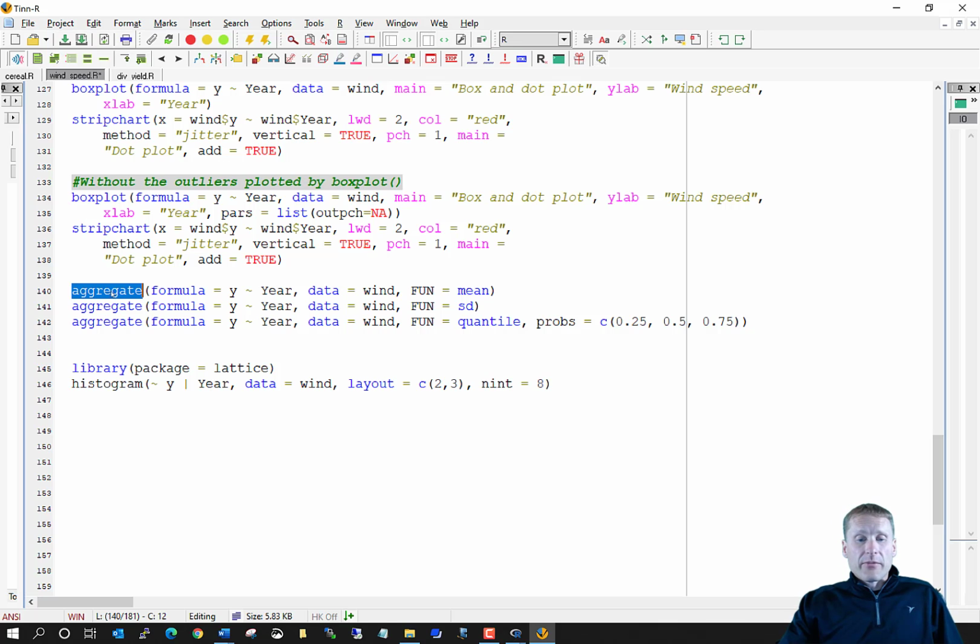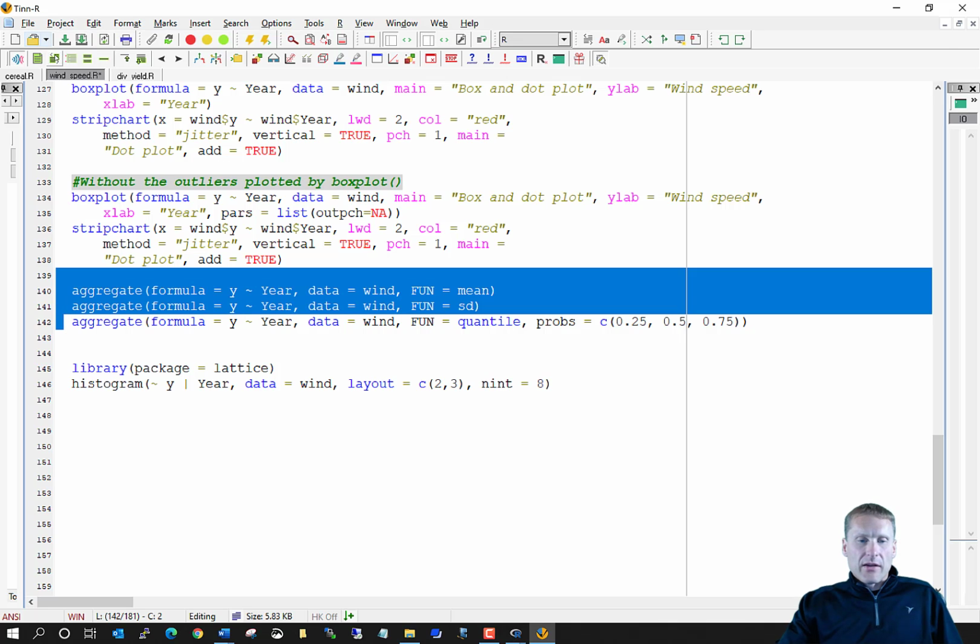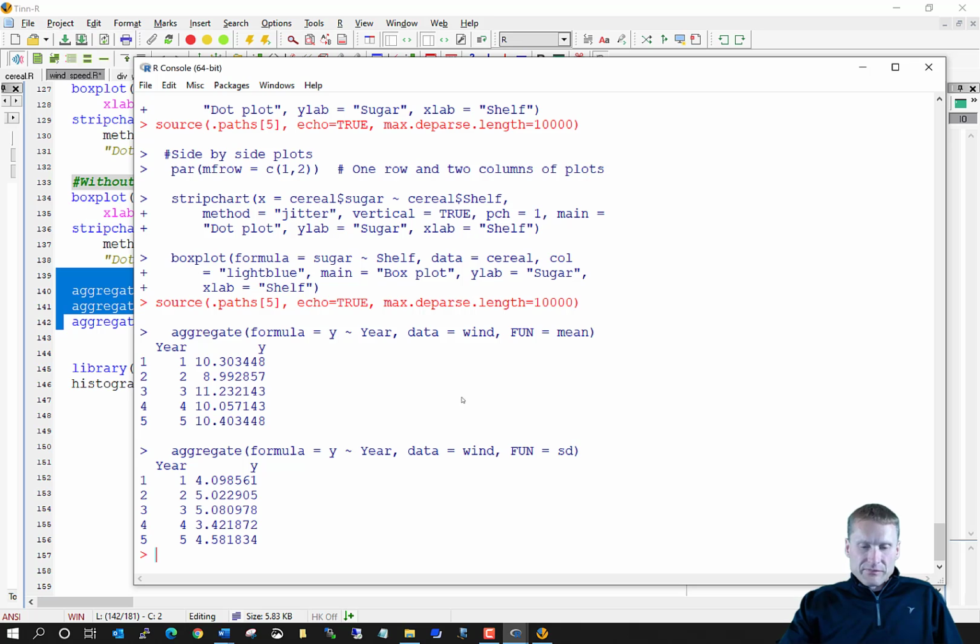So I can use the aggregate function once again, where I have a formula argument, and I'm putting what I'm trying to aggregate, y, which is the wind speed. I'm doing it by year. My data is in wind, and the function that I'm working with is the mean. I'll just do the mean and standard deviation because it's easy here.